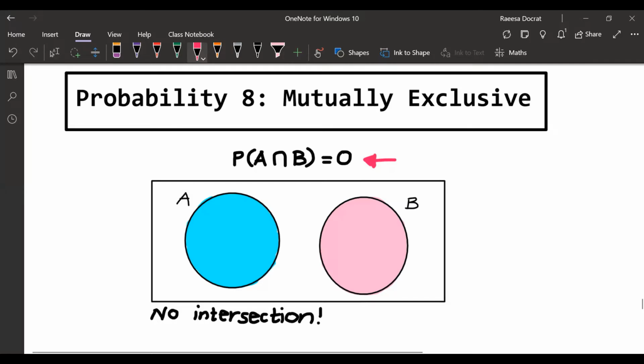Some examples of mutually exclusive events are the probability of you, let's say, getting a head on a coin and the probability of you getting a tail on a coin. If you flip a coin, it's either heads or tails. You can't get something like heads and tails. So if you flip a coin, you can't get a head and a tail. So these two events, getting a head and getting a tail on a coin, are mutually exclusive.